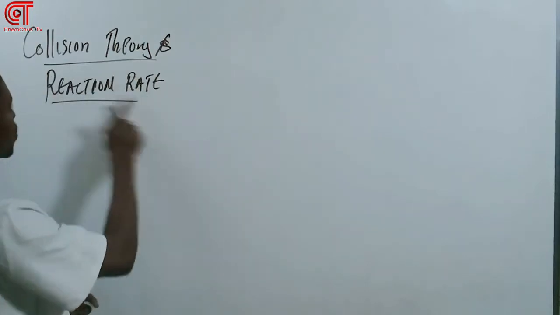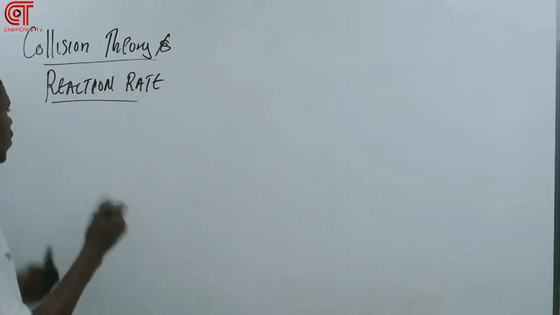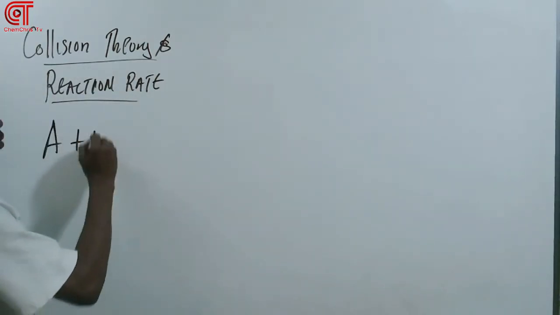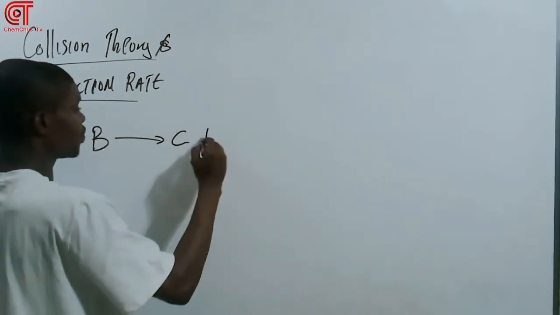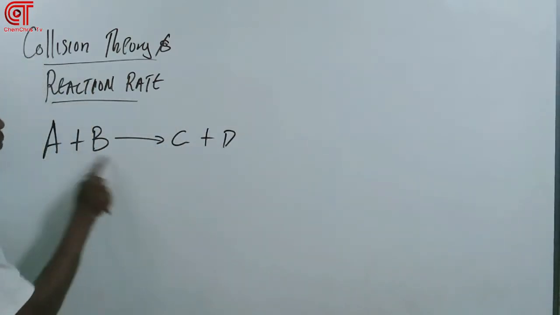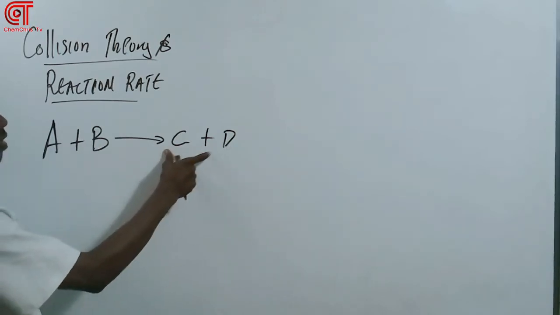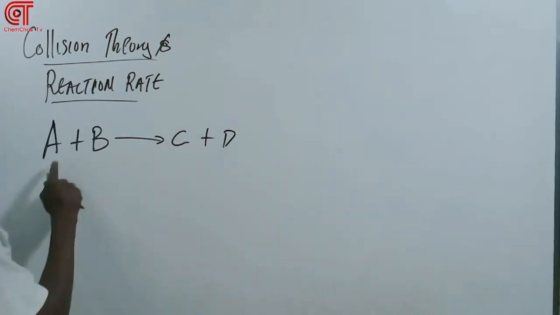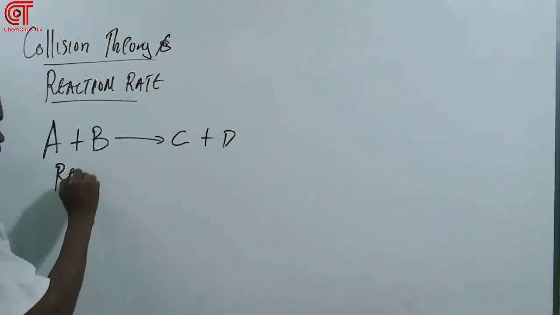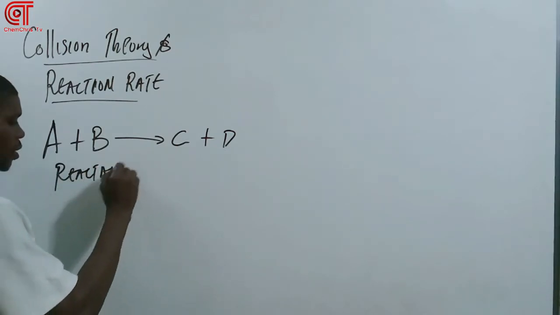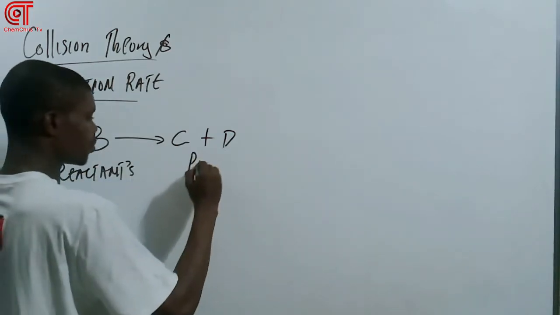So what is collision theory all about? Let's say A plus B moves to C plus D. Now remember, A plus B reacting to produce C plus D, right? So A and B are the reactants. Here we have the products.